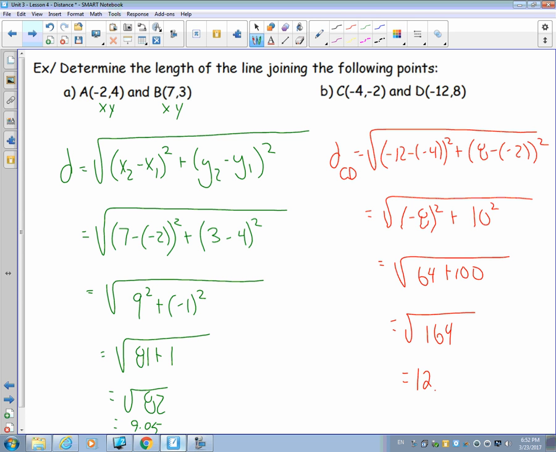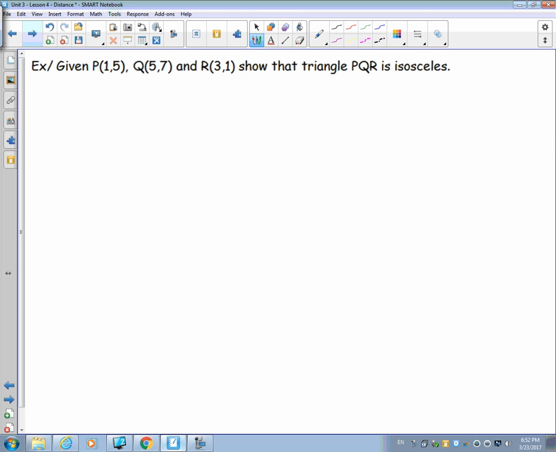What's that? 12 point something. Root 164, or 12.8. Again, if you want to leave it as root 164, I'm fine with that. Yeah, that's how we can use our distance equation. Nice and simple. I want to be able to apply this.